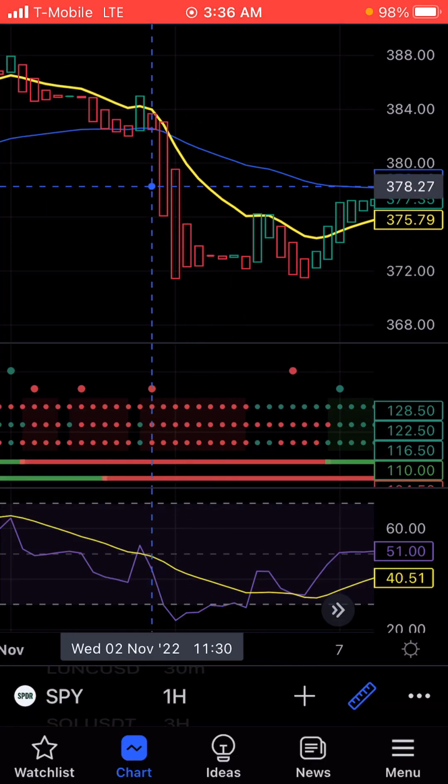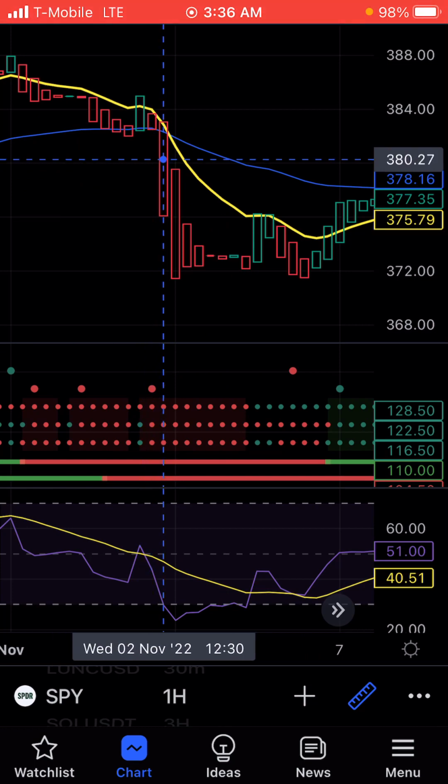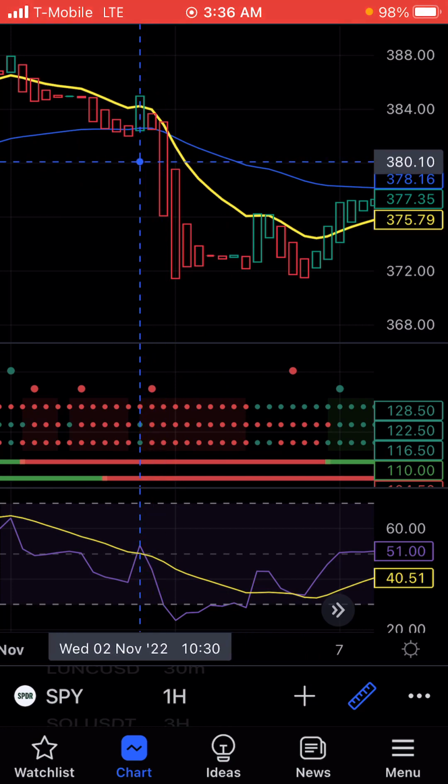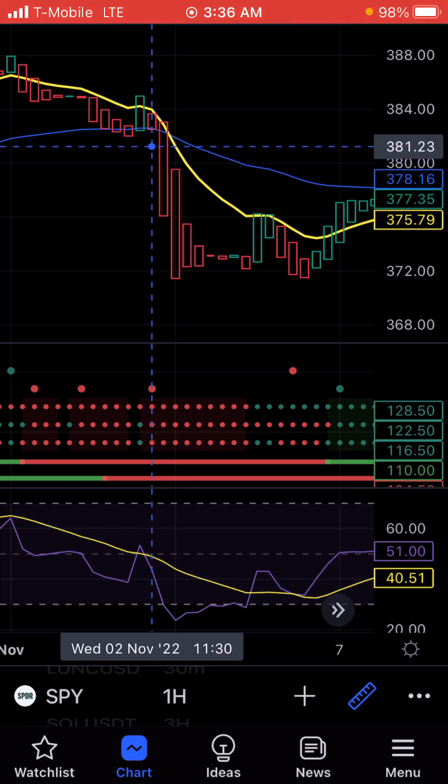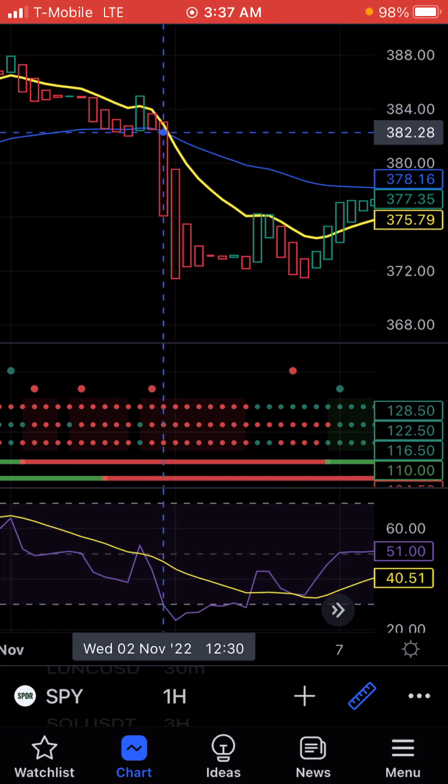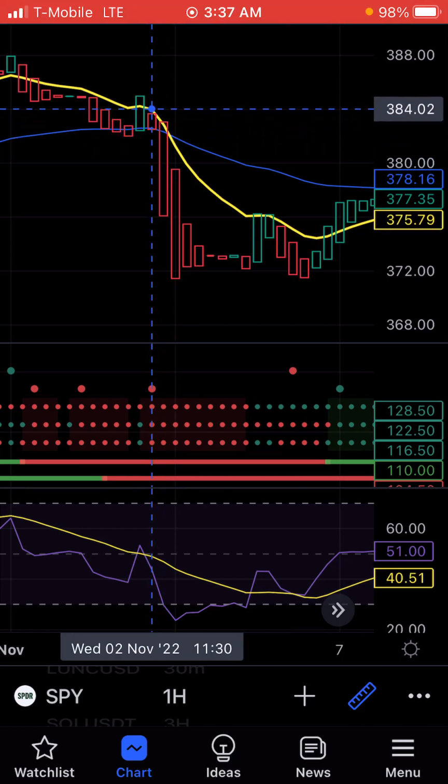So we see the red dot right here. You see it down there in the middle, that red dot by itself. That is the signal to get in. You also see that, a couple candles over, it starts crossing down. So from this point is when you would get in. This is the point when you would get in.